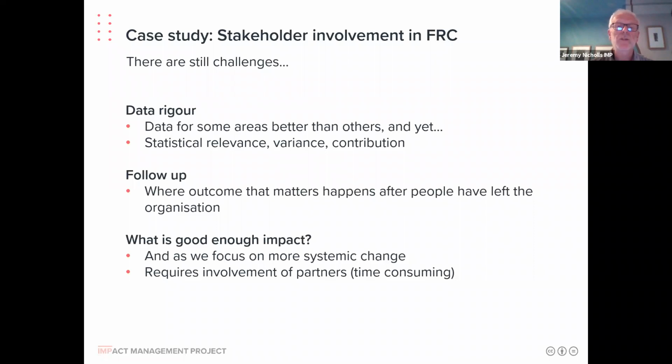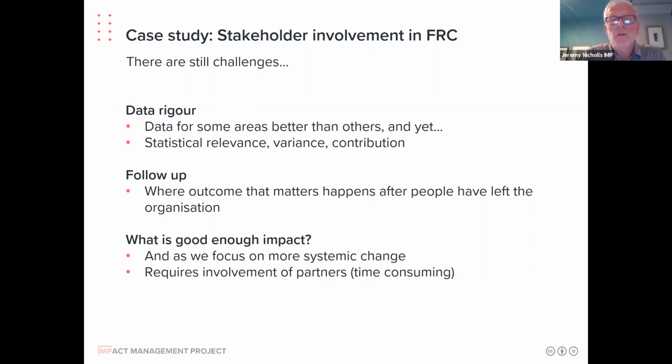There are definitely challenges when you're not sure about statistical relevance and the variances around them for how useful the data is. We still and consistently have a problem about the contribution effect when we start to say, well, how much of the outcome is caused by us? We rely on a mixture of stakeholder perception and secondary data sources, which the evaluators amongst you will, I'm sure, tell us is not very rigorous.